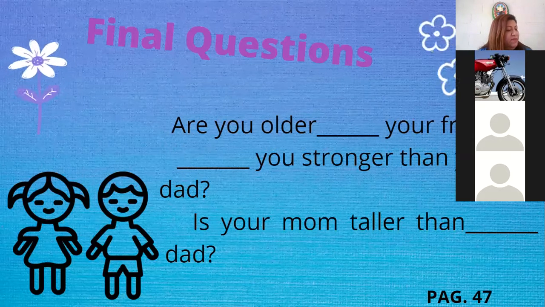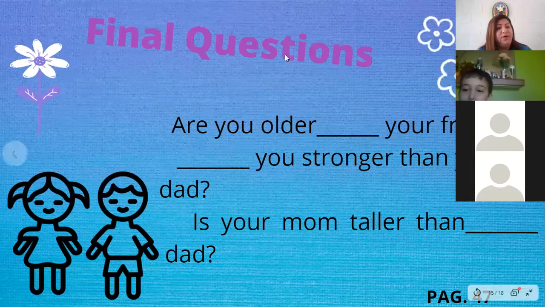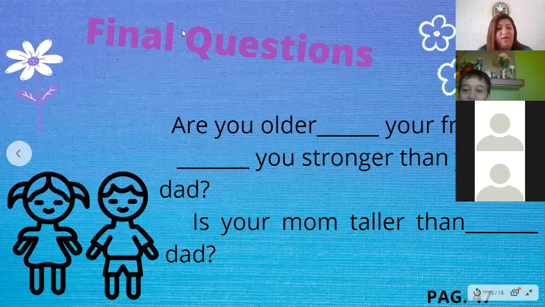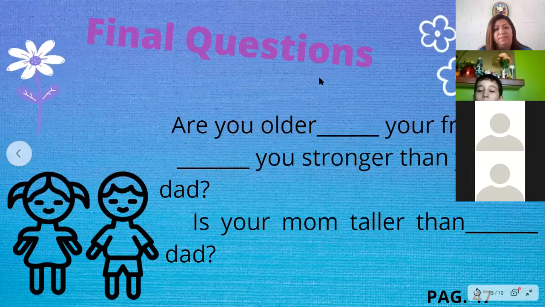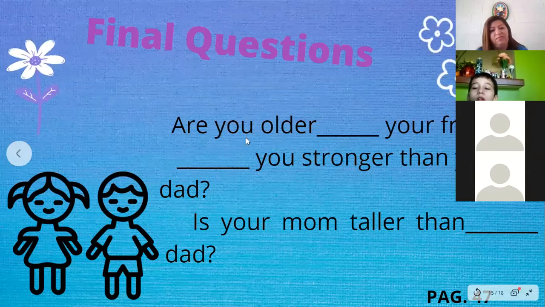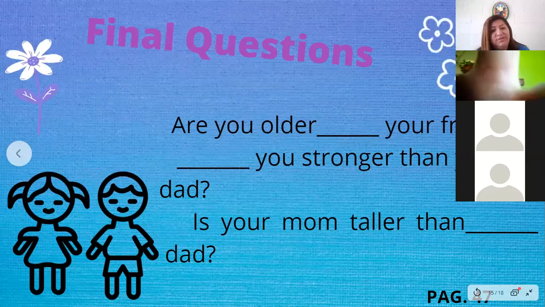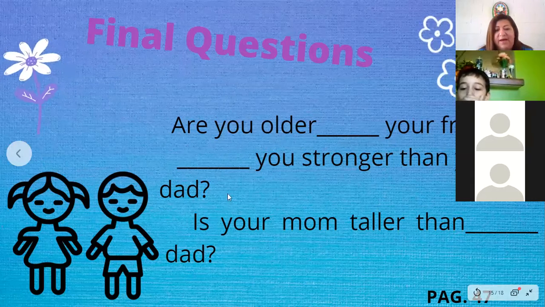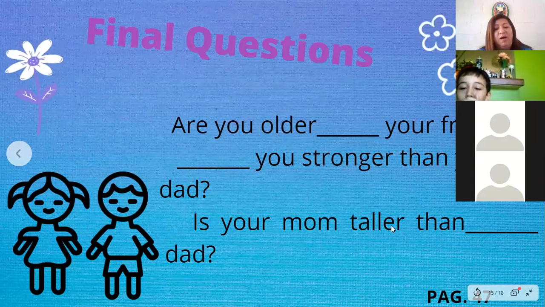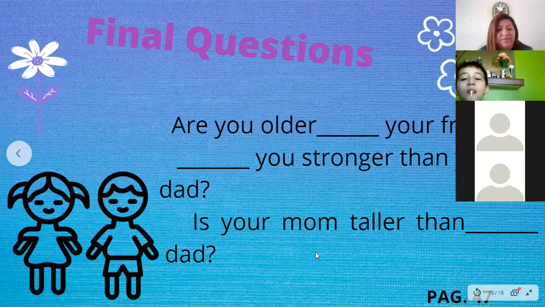Then we have complete the question. Here we have our own paragraph, and we are going to complete this paragraph. We have our own paragraph, okay? And we are going to complete it. So it says, are you older blank your friends? Blank you're stronger than your dad. Is your mom taller than blank dad?